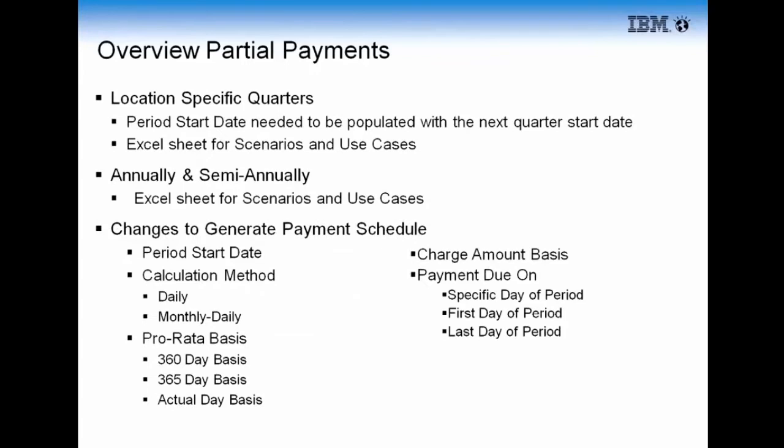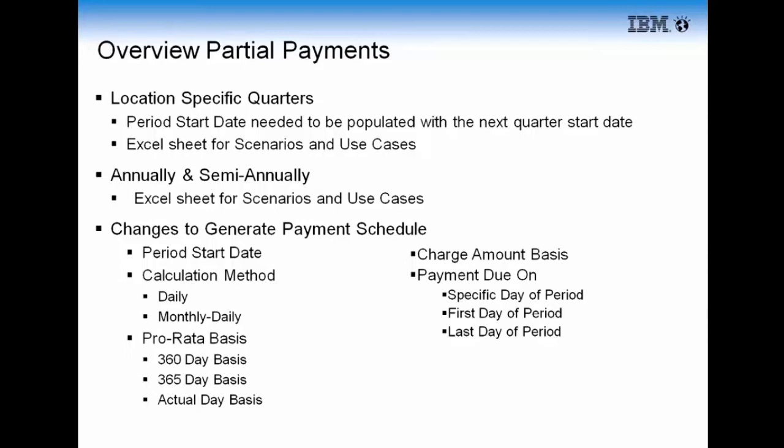So location-specific, like I mentioned, for this new enhancement, we're going against period start date. Location-specific quarters also have English quarters and Scottish quarters, which have different start dates. So that's why we introduced the period start date, so that we will pre-populate it with the next quarter start date from the first payment schedule date. We'll go through an Excel sheet with scenarios and use cases in our demo. And then also annually and semi-annually, like I mentioned, never handled partial payments, and we'll go through our Excel sheet for the scenarios.